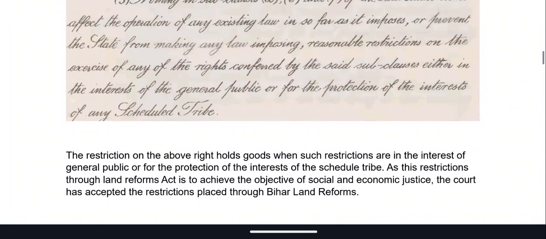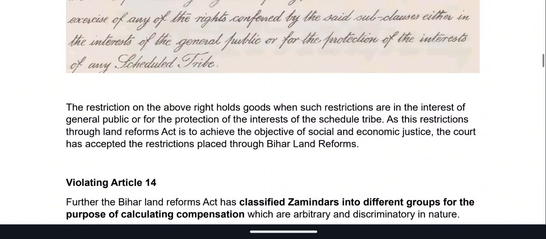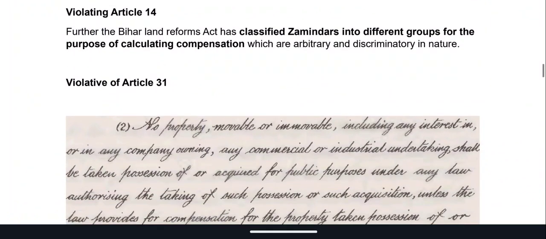But coming to Article 14, the Supreme Court had agreed to the arguments of the petitioner. And also importantly here, not Article 14, in my understanding Article 31 is one of the important aspects the Supreme Court had considered.